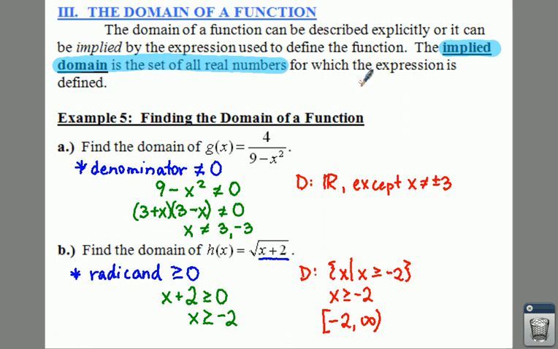Now, think about what would be your domain if maybe you combine both of these and put a radical in your denominator. Would be a great question to ask someday.